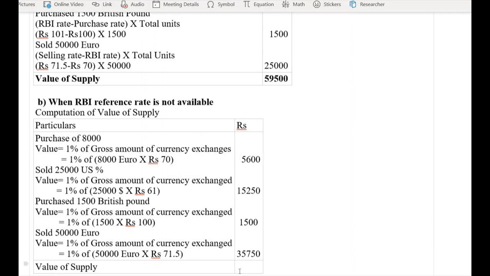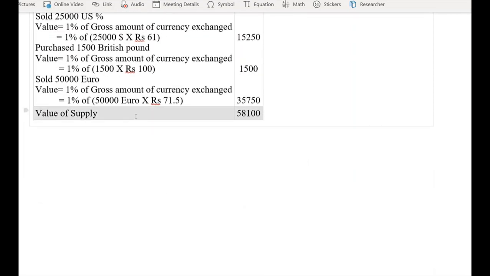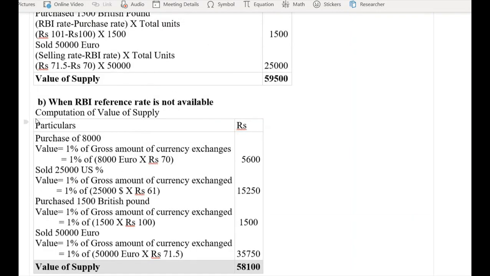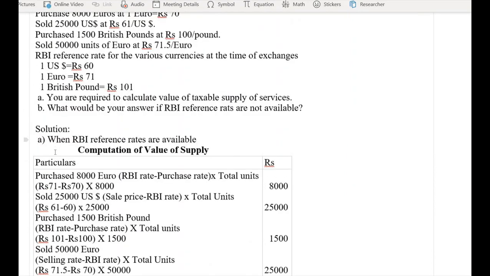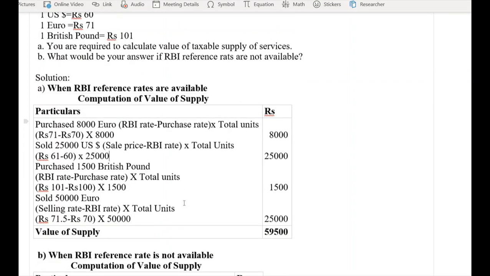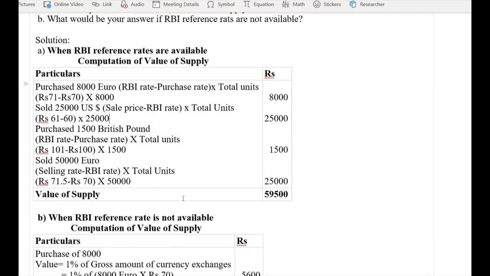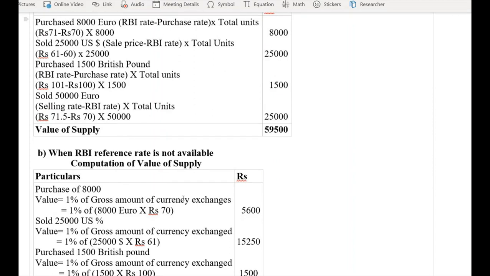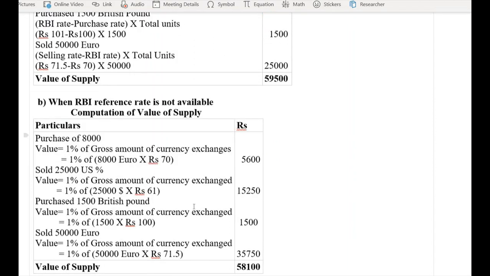comes to 58,100. So this is how we need to compute when the RBI reference rate is not available. So this is a very simple problem here. When the reference rate is available, we should take the difference between the selling price or the purchase price and the RBI reference rate. Then when the RBI reference rate is not available, it will be taken as 1% of the gross amount of the currency exchanged here.